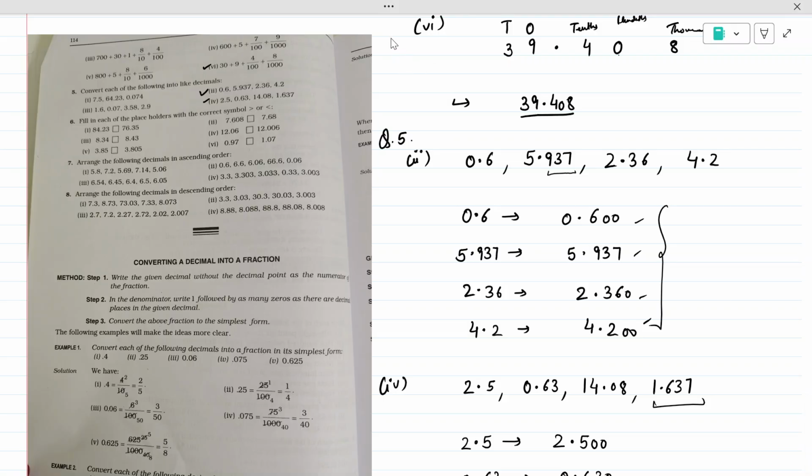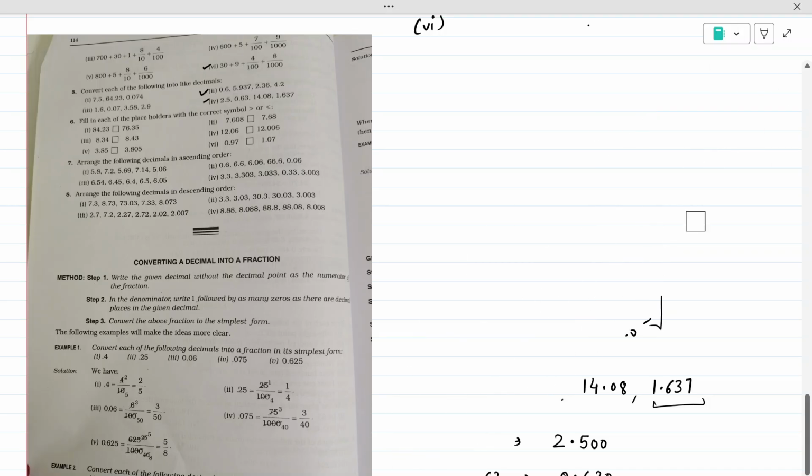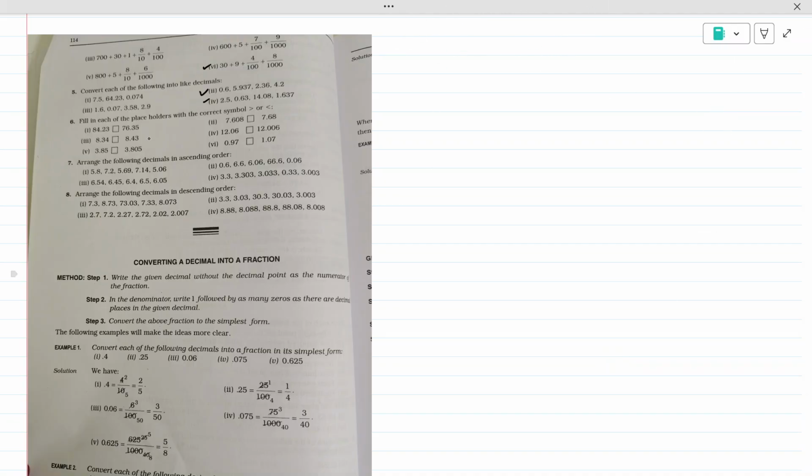Now what we have next here is we have to compare the decimals, and we know what the rules are. First compare the whole part, if that is equal go to the tenth part, if that is equal go to hundredth, if that is also equal then go to the thousandth, and then again the number which is bigger will be bigger. Let's do this. We have 84.23 and 76.35. So we will compare the whole number. We have 84 here and 76 here. And 84 is greater. So this number is greater.